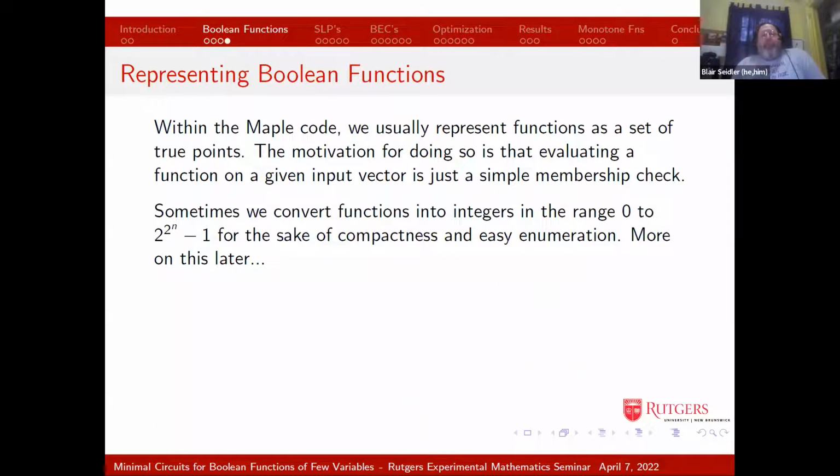So again, the motivation for doing this set of true points is just that now I can do a membership check. You give me an input vector, I say, is that one of the things in my set? If it's one of the things in my set, then the function evaluates to true, and if not, it's false. There are times where I need to throw large numbers of functions around from procedure to procedure. So just to compact them a little, we do convert functions into integers. Each function has its own unique number. And that's definitely something that's going to come up later.